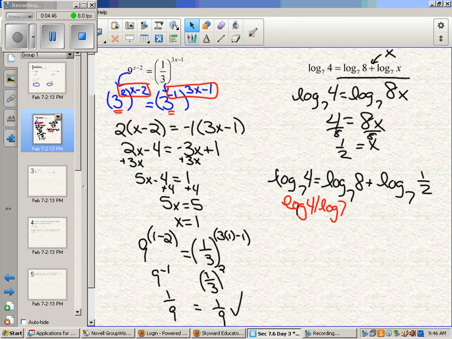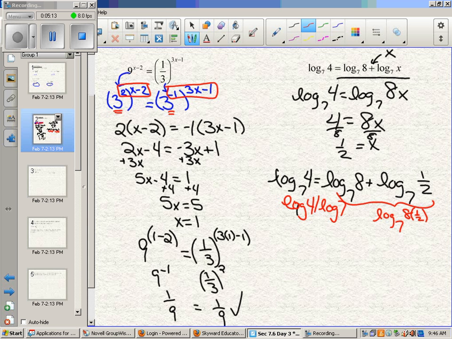Again, if you plug it back into what you already condensed, and you condensed wrong, you will not catch your mistake. This is the original, right here. You plug this in and you type it in. If you do this as log base 7 of 8 times 1/2 or 4, you've condensed it.